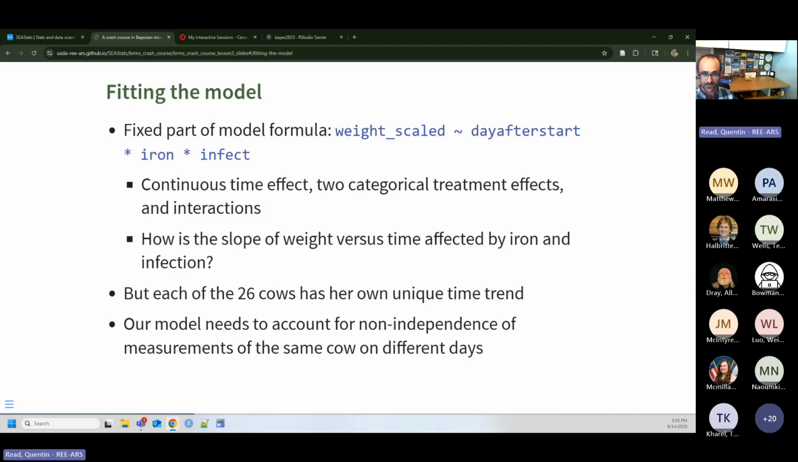But that's fine, except that each of the cows has her own unique trend, right? They're all individual, and the measurements from the same cow on different days are not independent. So if we just fit the model this way without residual covariance structure, we would be ignoring the non-independence of measurements from the same cow on different days. And we would get an overinflated number of degrees of freedom. We would get the wrong inference about the effect of these treatments on weight gain. We need to account for the measurements from the same cow on different days not being independent. How do we do it?